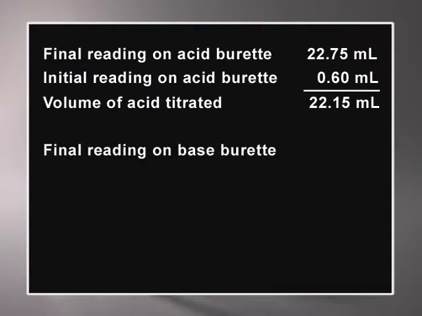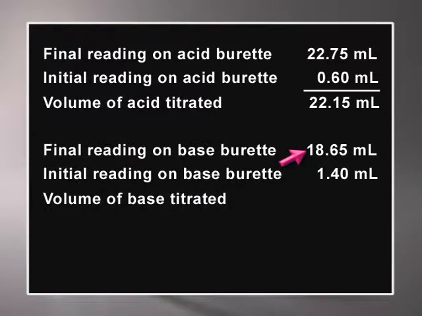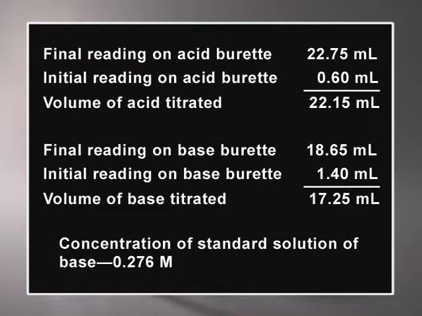The final reading on our base burette was 18.65 milliliters. The initial reading was 1.40 milliliters. This means that it took 18.65 minus 1.40, or 17.25 milliliters of base to neutralize 22.15 milliliters of our unknown acid. And the concentration of that base that was added was 0.276 molar. We can now calculate the concentration of our unknown acid.